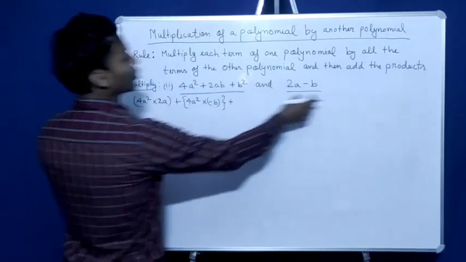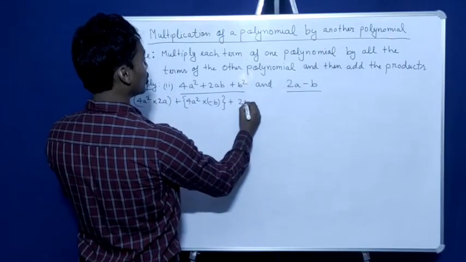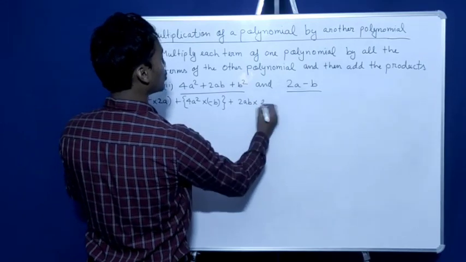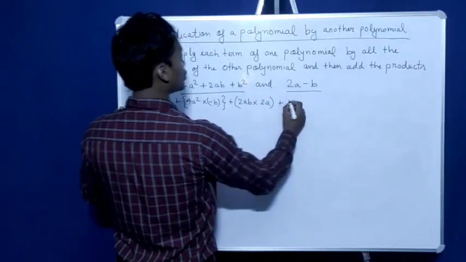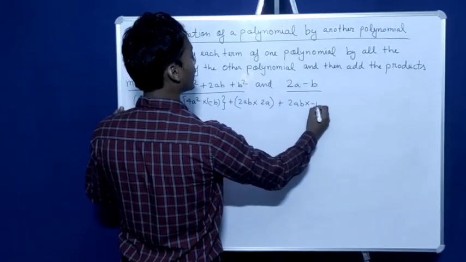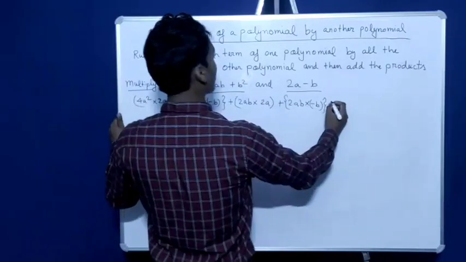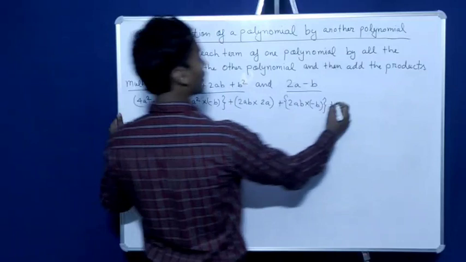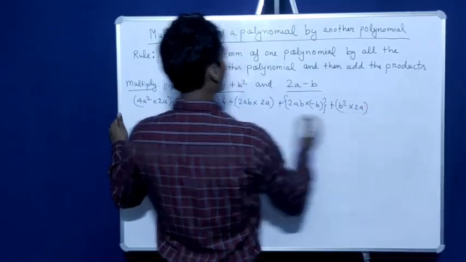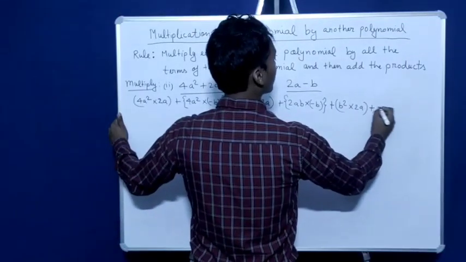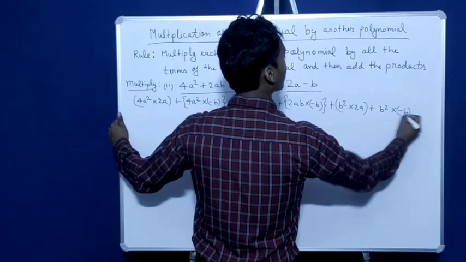plus, now no more terms are there in the second polynomial, so we'll take 2ab multiplied by 2a plus 2ab multiplied by -b, then plus b square multiplied by 2a, then plus b square multiplied by -b.